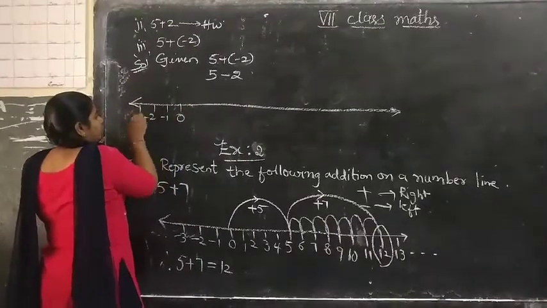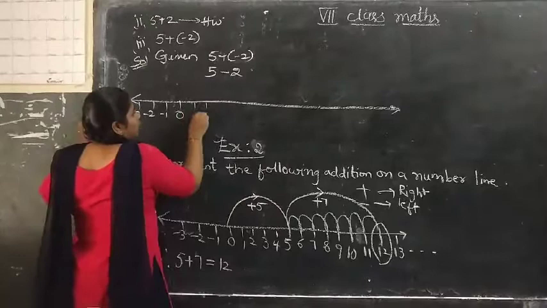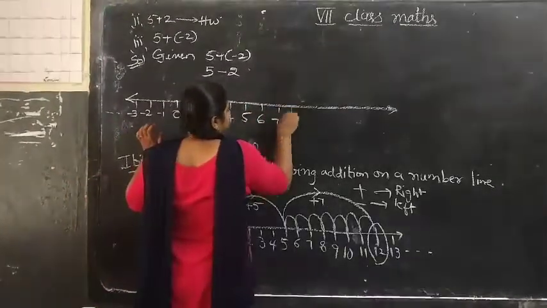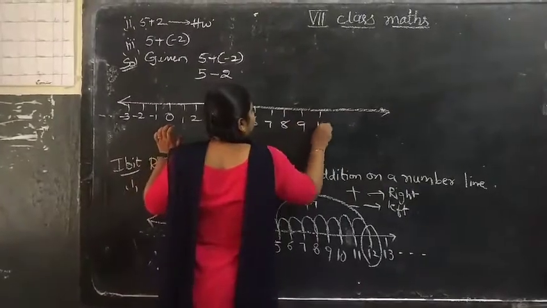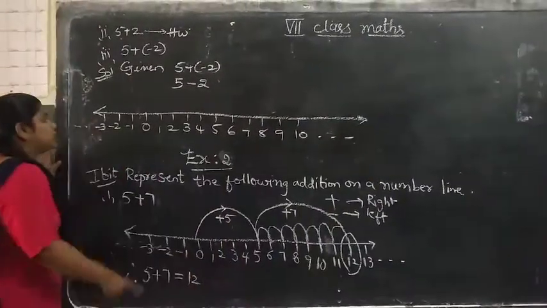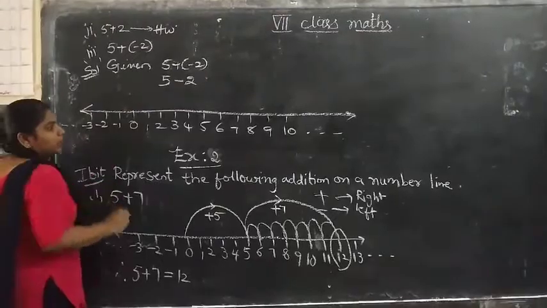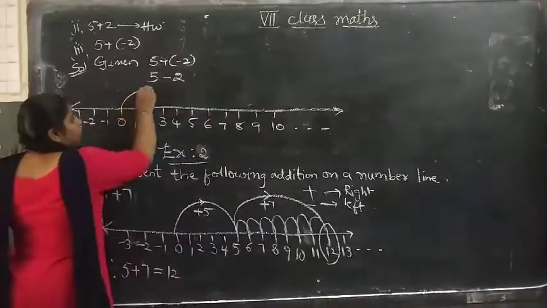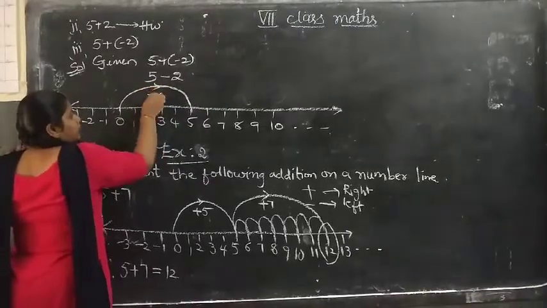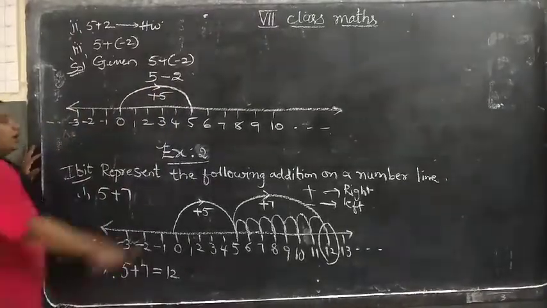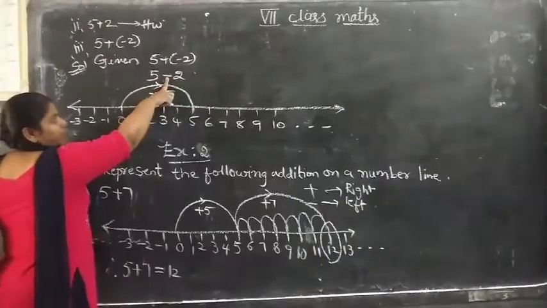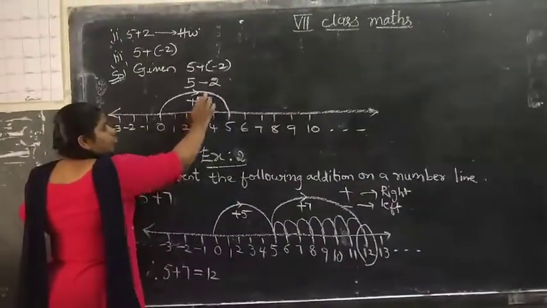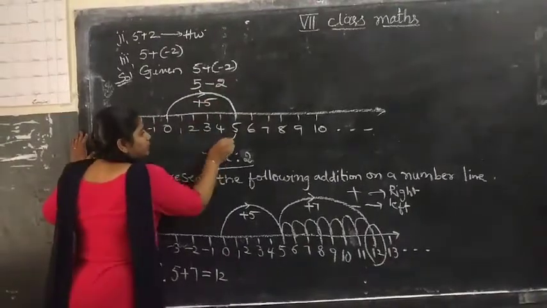-1, -2, -3 and so on. 1, 2, 3, 4, 5 and so on. So what is the first number here? 5. 5 is a positive number. Positive number means we have to move to the right side. So 0 to 5, I am moving to the right side because it is a positive number. Next is 2. 2 has a negative sign. Negative sign means we have to move to the left side from 5. How many times do we have to move? 2 times. It is 1, 2.